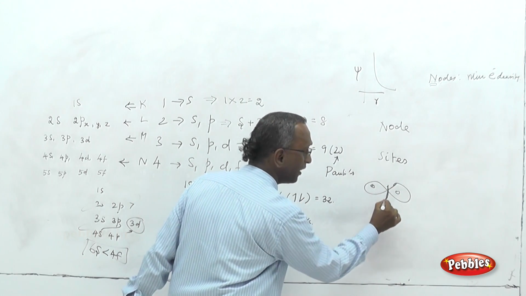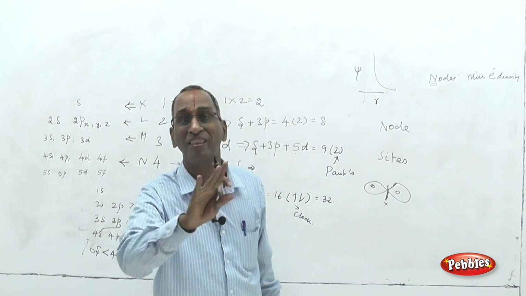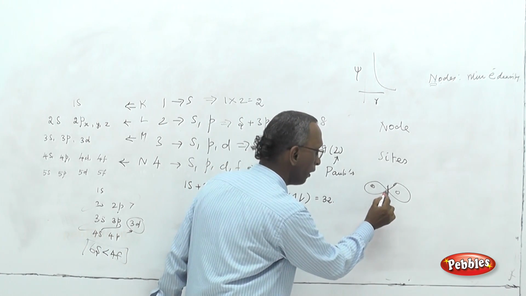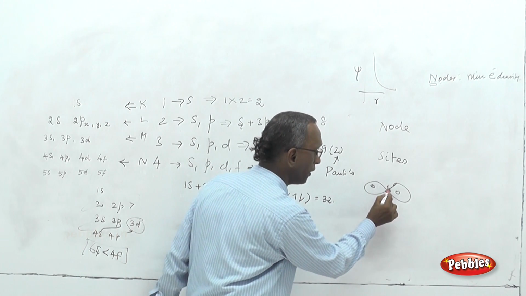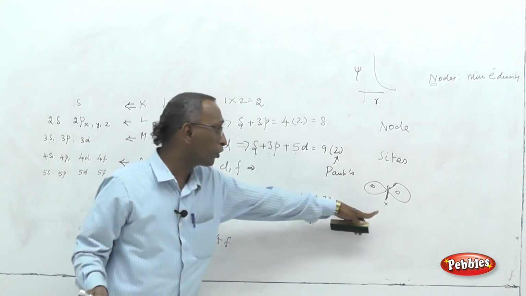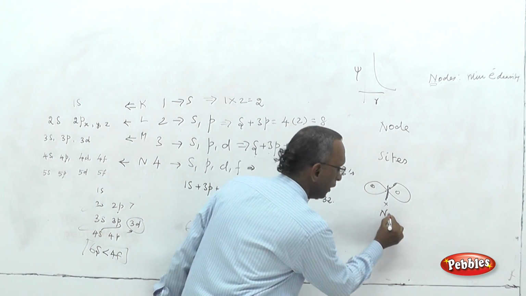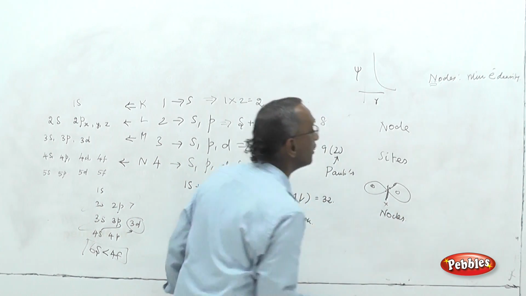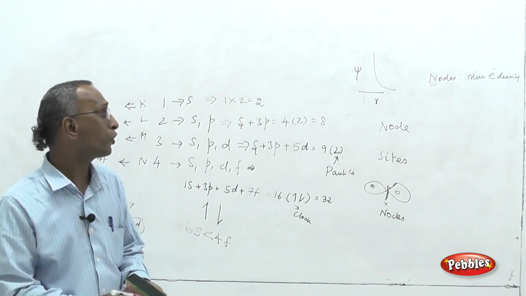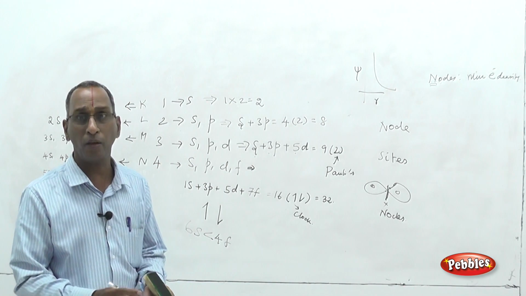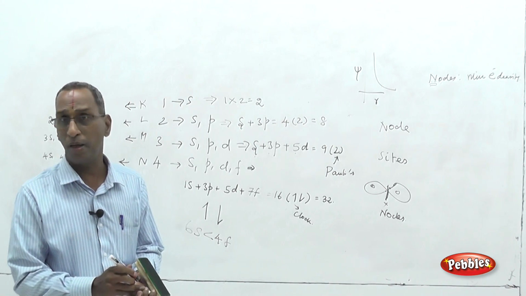At the intersecting point, electrons will never come. During its motion, when it comes to this point, the next position is here. This intersecting portion is called a node. It is a minimum electron density region. Nodes are minimum electron density regions.